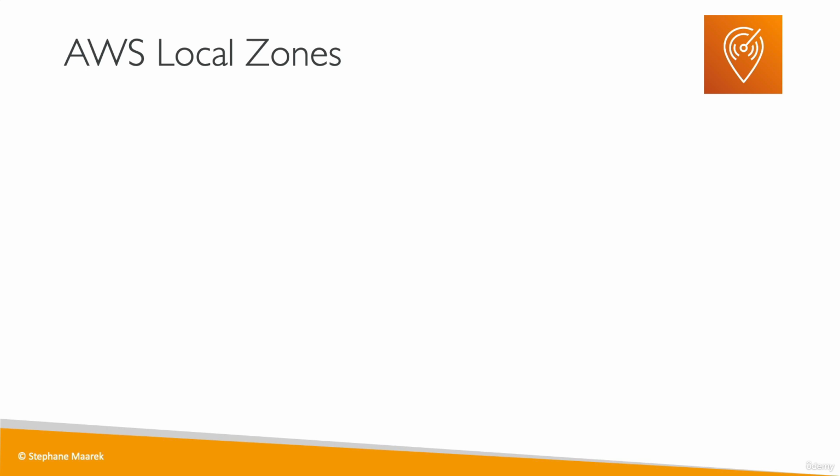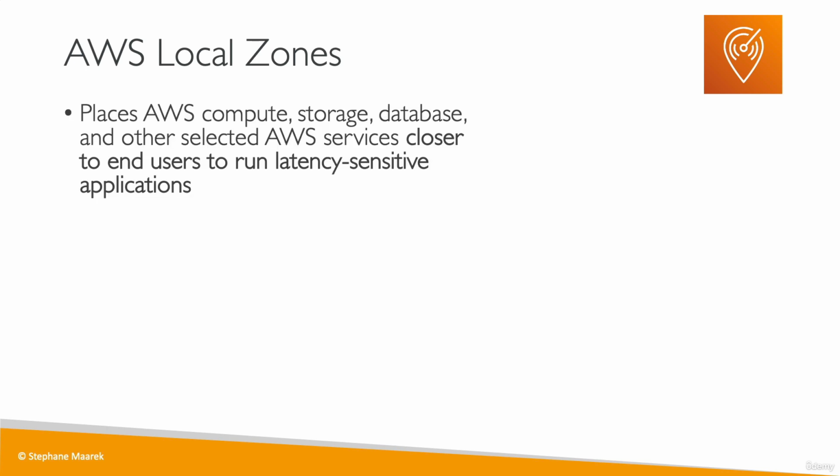Here is something that the exam now asks you, which is about AWS Local Zones. So the idea is that we have these availability zones and these regions all around the world, but now there's the concept of local zones, which allows you to place compute, storage, database, and other services that are selected by AWS closer to end users to run latency-sensitive applications.